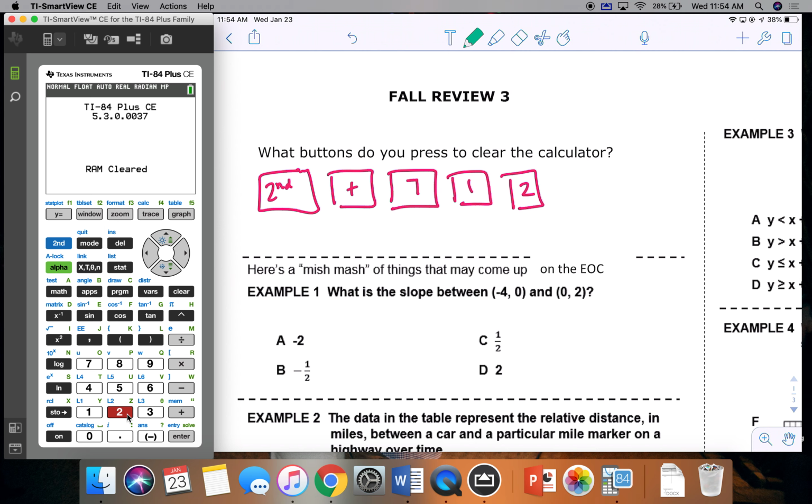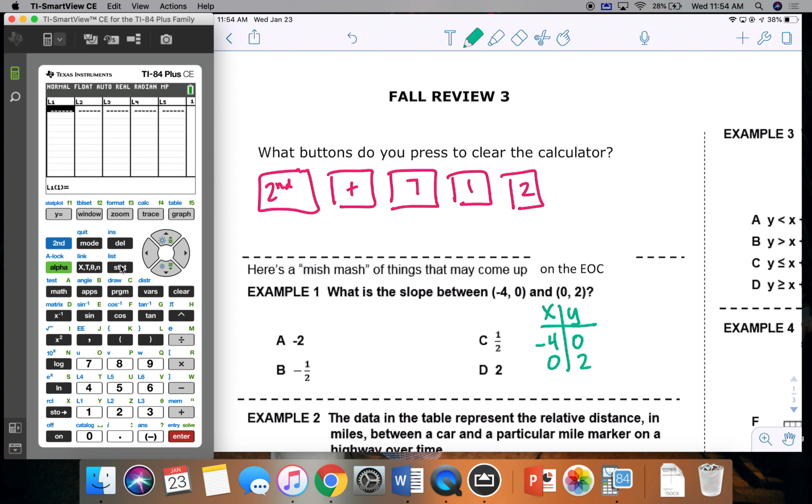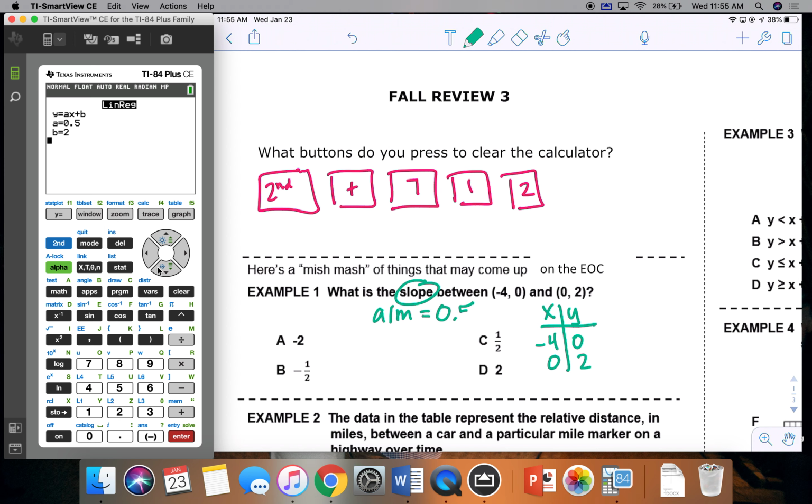Example 1 is, what is the slope between these 2 points? Whenever you are given 2 points, we recommend that you put them in stat edit to come up with the slope. When you use stat edit, you have to keep the points together like you see them. So -4 and 0 are my x's, 0 and 2 are the y's that correspond with those points. Then I click stat, scroll to stat calc option 4, and click enter, and then enter a couple of times until I get to what I want. Slope is your A or your M value, which in this case is 0.5.